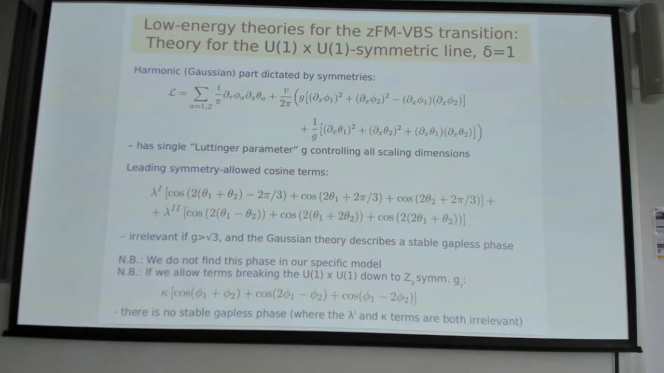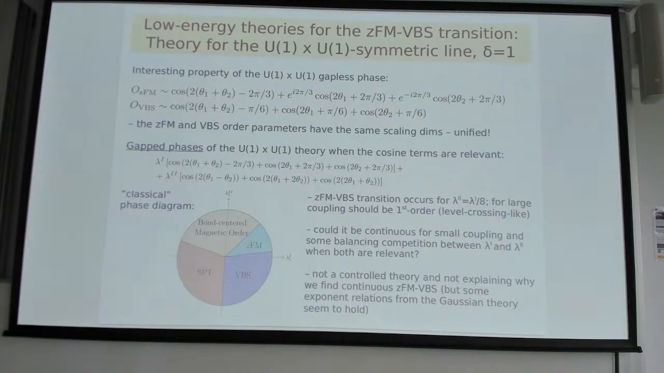And we can write down allowed cosine terms in this U1 cross U1 symmetric theory. And there is a regime where these cosine terms are irrelevant, and there is a regime where we have central charge 2 or gapless phase in this theory, but we do not find it in our numerical study, okay? We can analyze gapped phases in this theory when these cosine terms become relevant. And we do find this theory does capture the phases of our model, when we analyze possible phases coming from these cosine terms.